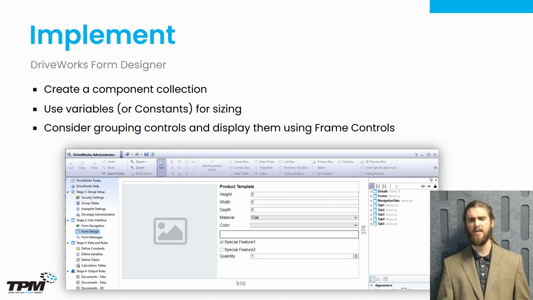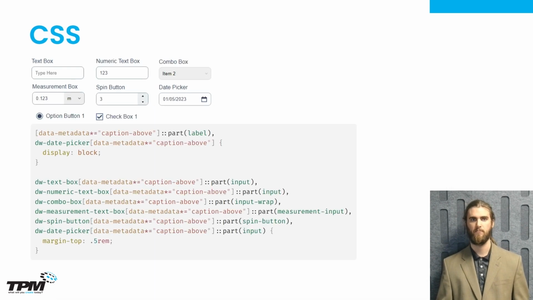Remember those groupings you made during the prototype phase? These can become frame controls in DriveWorks. This way, you can group controls together and move them around as a single unit. If you're using DriveWorks 21 or newer, you can use CSS to style your components. This allows for way more customization than DriveWorks alone and can be used to match your brand guidelines. It can also allow advanced styling, such as animations, shadows, or hover effects.